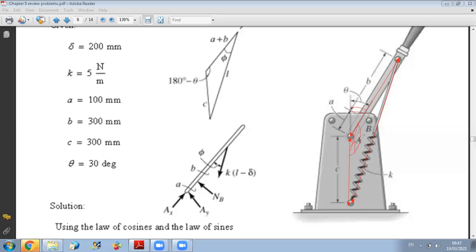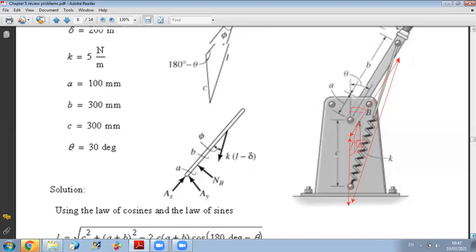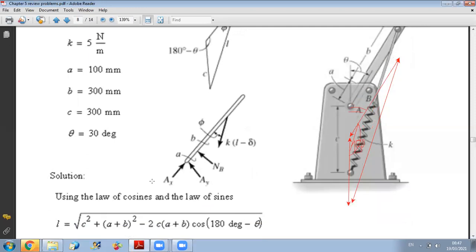Now I know one angle and the two sides of the angle, so I can apply the cosine law. By applying the cosine law, I can get the total length of my spring. So L is the radical of C squared plus (A plus B) squared minus 2C times (A plus B) times cosine of (180 minus theta). This will give me L.